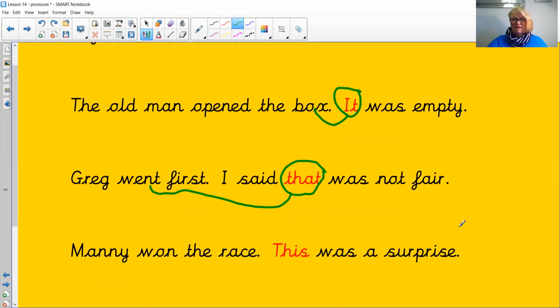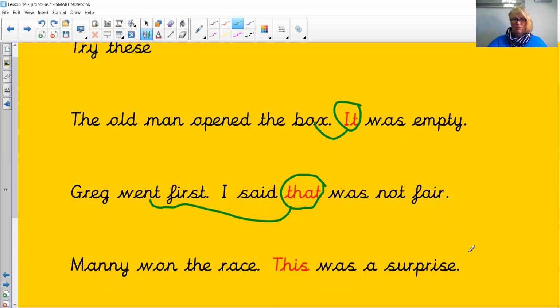Manny won the race. This was a surprise. Is Manny the surprise? Well, it is that he won the race. The fact that he won the race is the surprise. That it was Manny that won the race.